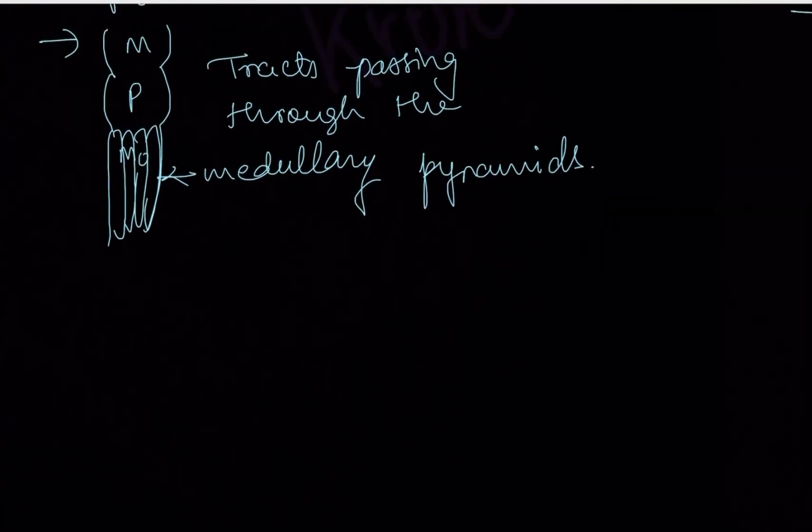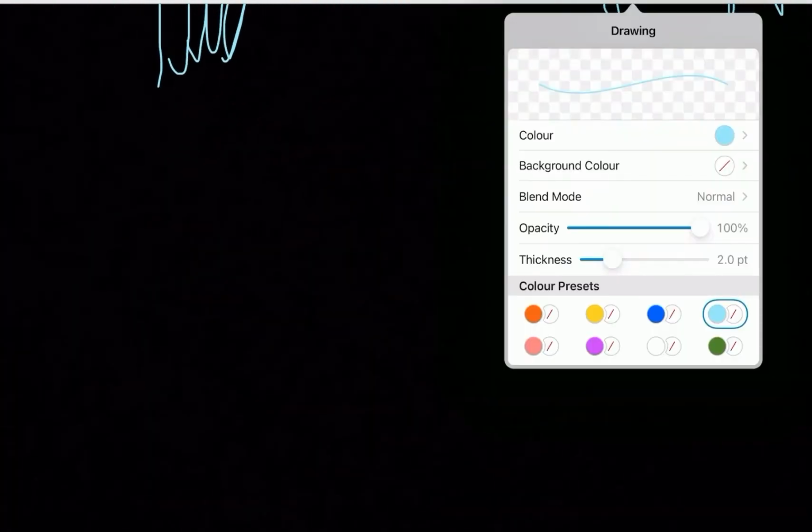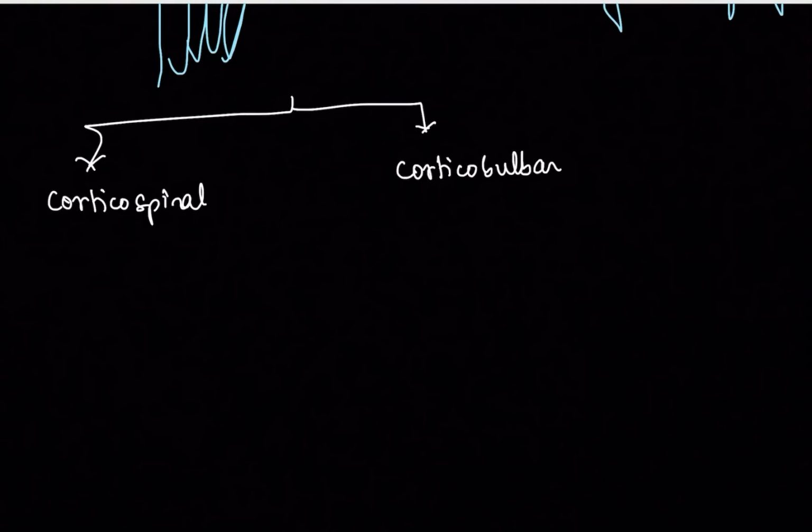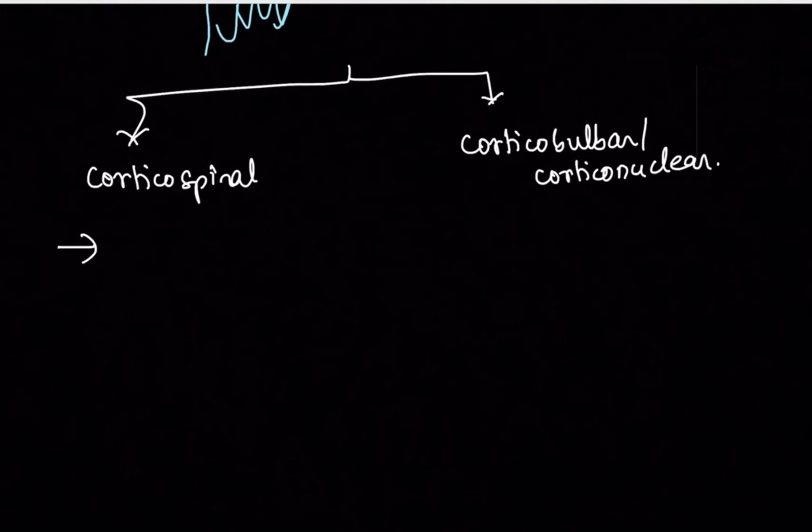Now, the pyramidal tracts are divided into two tracts further: corticospinal and corticobulbar, or corticonuclear. First, I'm writing about where they will decussate. First, let's know this corticospinal tract.